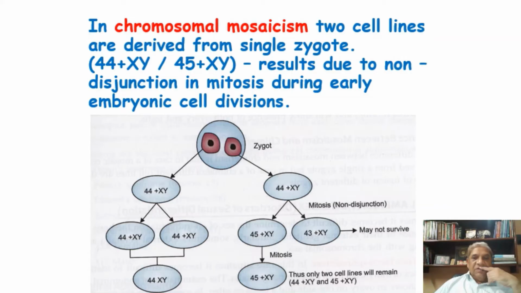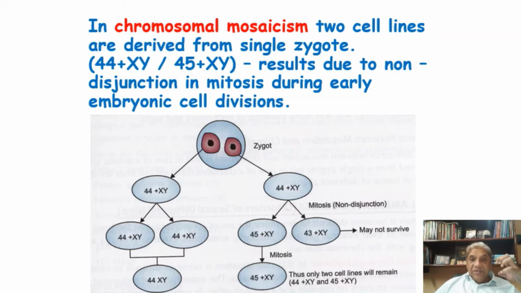It will not survive because the whole chromosome and the whole set of genes sitting on that chromosome are missing, and that will not be possible for this cell to survive. But the cell which is having one more chromosome will survive, because an addition can survive, but a deficiency cannot survive in early embryonic life. Now this cell line with 45XY will keep on multiplying in the same manner. So all the subsequent cells will have 45XY.